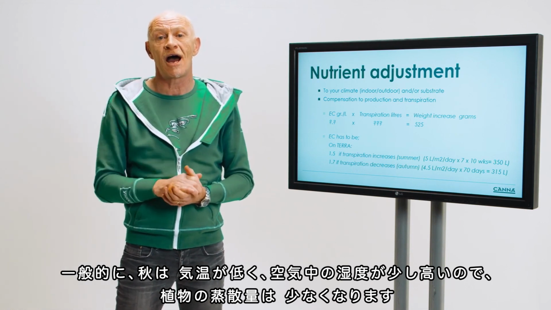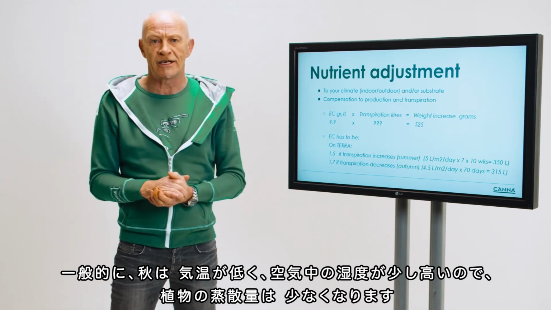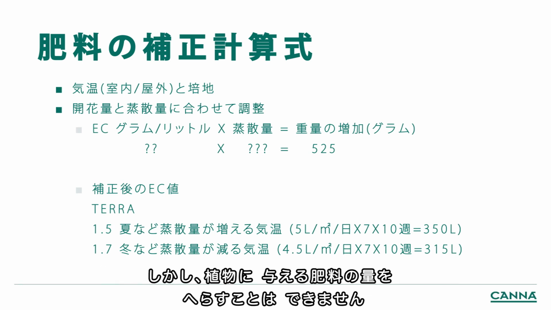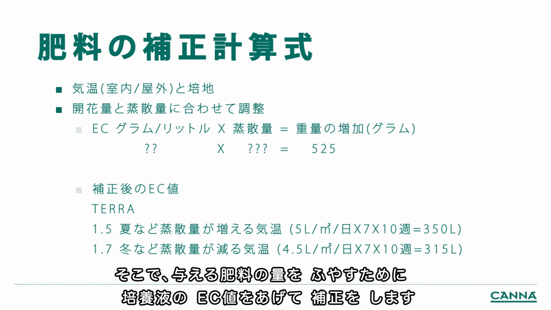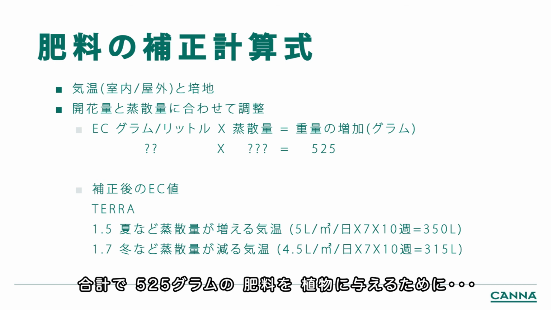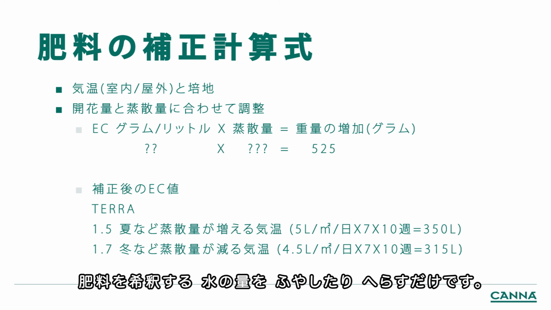But in autumn, the temperature in general is a little bit lower, the moisture in the air is a little bit higher, so the plant will not transpire so much. Instead of 5 liters, he's only taking 4.5 liters per day. But the same amount of grams must come in the plant. So to compensate it, we have to increase the EC level. It doesn't mean you use more bottles of nutrients, you only dilute it in more, or in this case, less amount of water, because the total amount stays 525 grams.